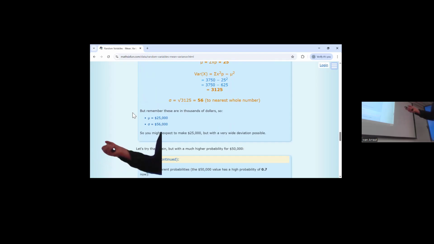These are thousands of dollars because they omitted 3 zeros, so the expectation value is 25,000 US dollars. And the standard deviation is 56,000 US dollars. This is the profit you might expect, 25,000 US dollars.